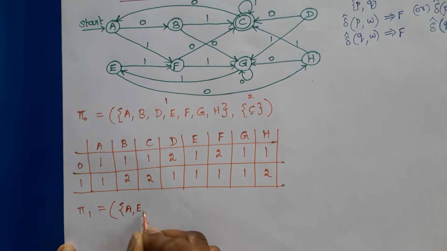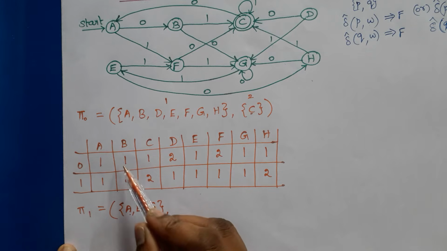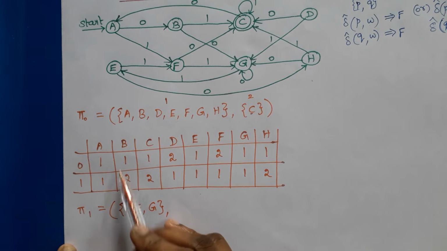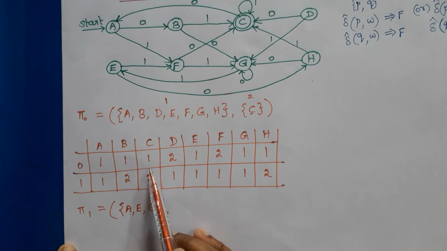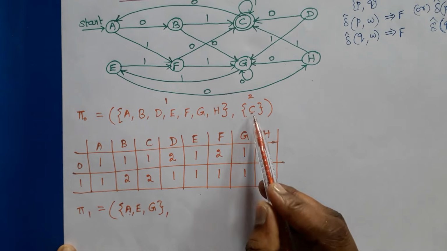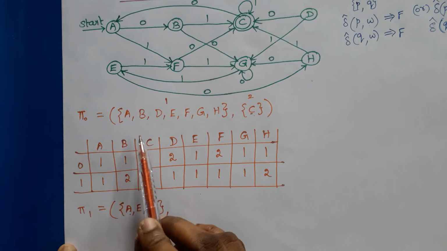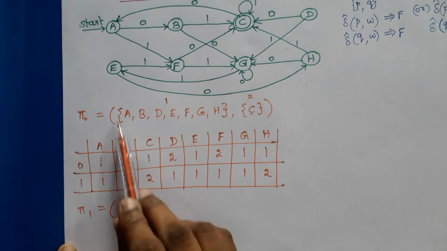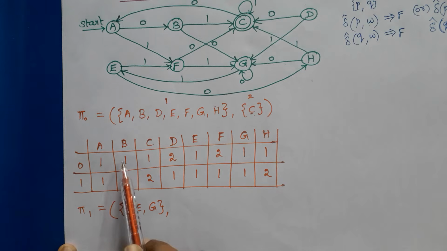A, E and G are equivalent at this step after the initial step, with configuration 5 1. Then B has configuration 1 2. The similar type of configuration is in C also, but C is a different group. We have to check whether the states in this group have the same configuration. So 1 2.